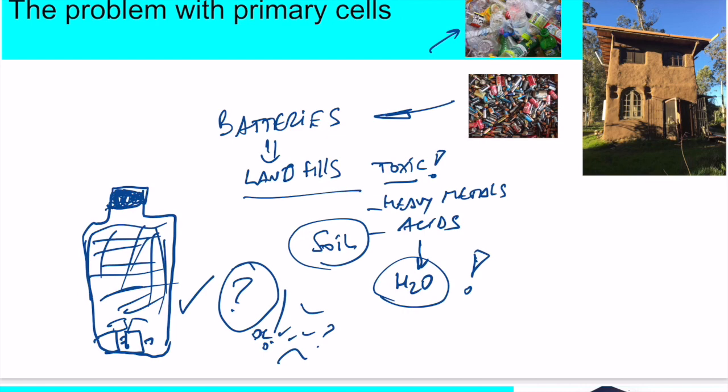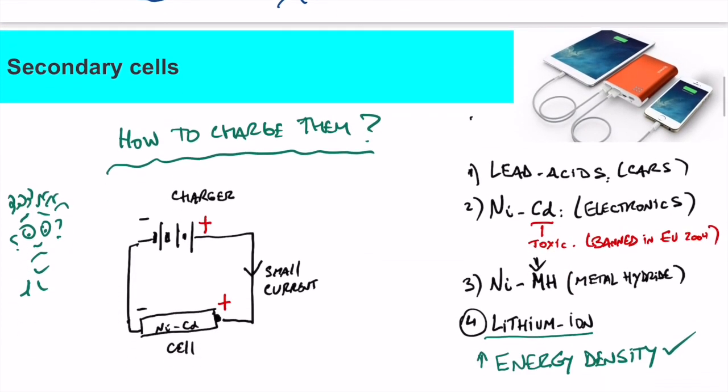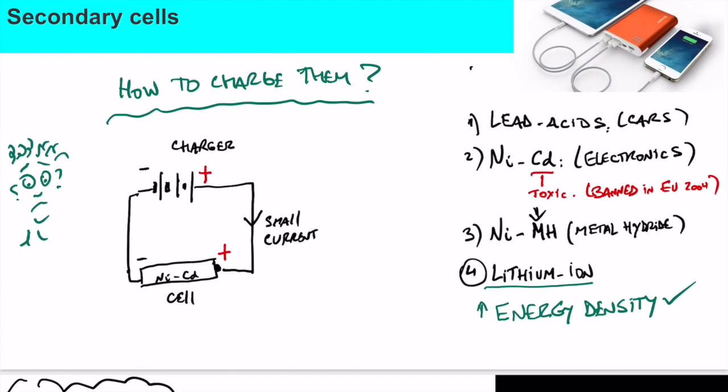What are the advantages of secondary cells? Secondary cells are cells that we can recharge, right? And there are different types of secondary cells. The most famous is the one we saw in cars that have acids. They're not dry cells, they have liquids. And these are dry cells: nickel cadmium, nickel metal hydride, and lithium ion. The nickel cadmium had a problem, or has a problem. It's also toxic, so it was banned in Europe since 2004. Cadmium is toxic. So even though this is probably a better solution than the primary cells, it's still a problem to the environment.